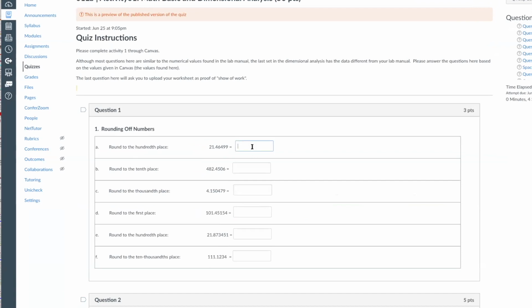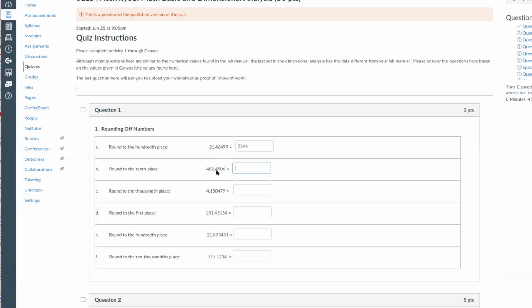So here, to the 100th place, 21.46, right? Because this is 499. So you're not rounding up. When you're thinking about rounding off, look at the whole digits after. The 100th place is 2 digits over, so the next digits after that are 4, 9, and 9. The 499 is lower than 500, so you retain this 6 right here. Now, if this was 501, then you would round this up to 7.